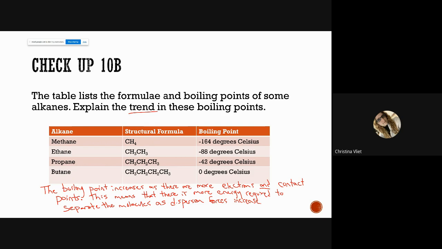So basically, what is a boiling point? A boiling point is the temperature at which the liquid will turn into a gas, which means the particles separate.